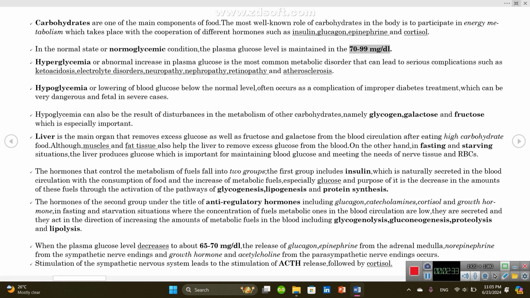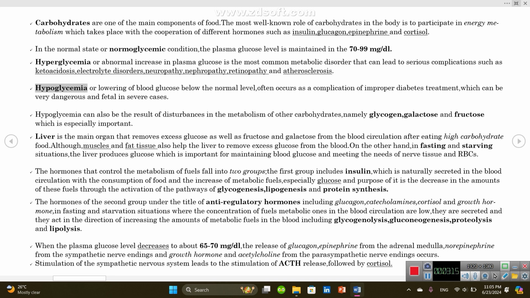The second condition is hyperglycemia, or abnormal increase in plasma glucose. It is the most common metabolic disorder that can lead to serious complications such as ketoacidosis, electrolyte disorders, neuropathy, nephropathy, retinopathy, and atherosclerosis. They are very difficult, and we're going to talk about them in future videos.